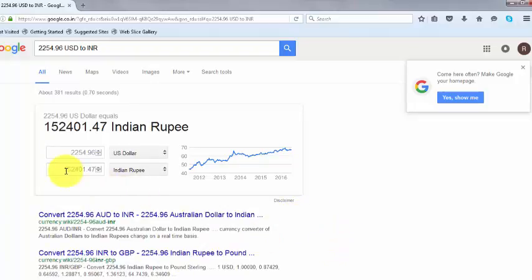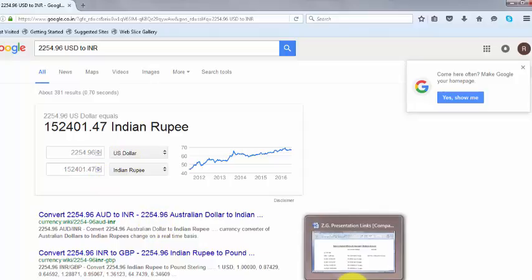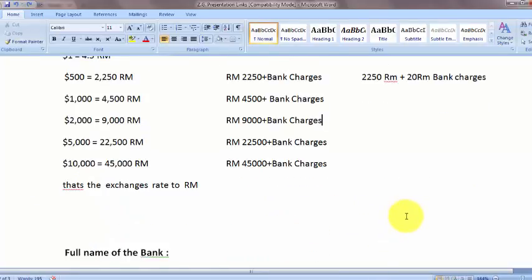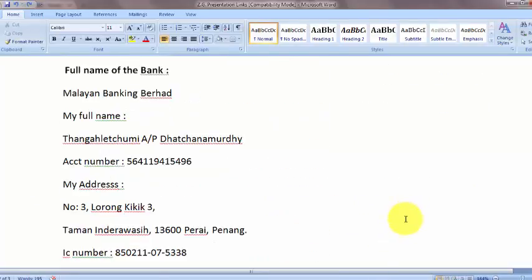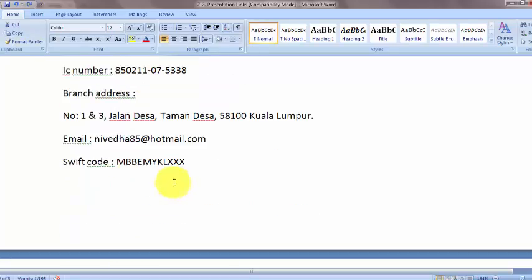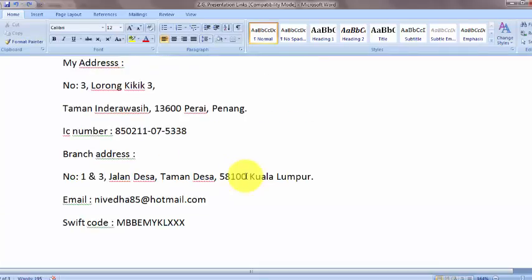Now here you can see 152,401 rupees. This much amount you have to deposit for the $2,000 package. I am confident you got my point, and implement this. After calculation, this is the account of the company. Write all the details, your account number, the company's account number, the IC number and all the details and the SWIFT code. Mention everything, and deposit the amount.